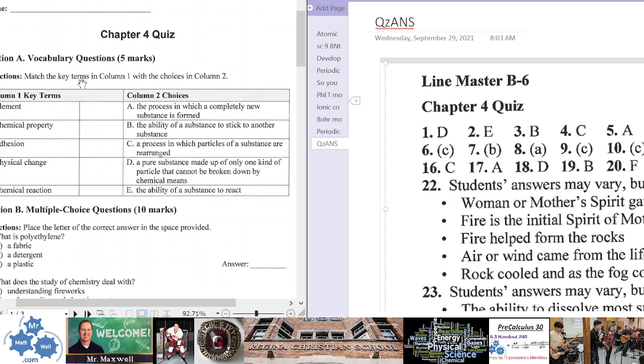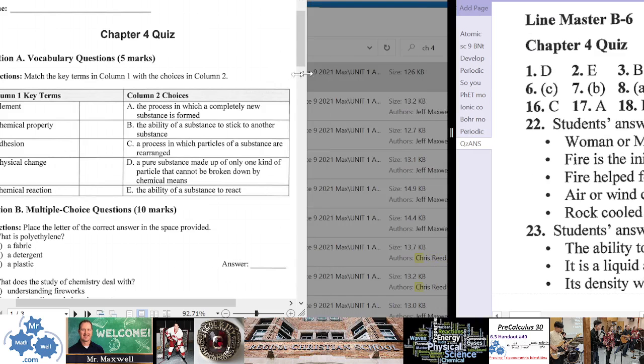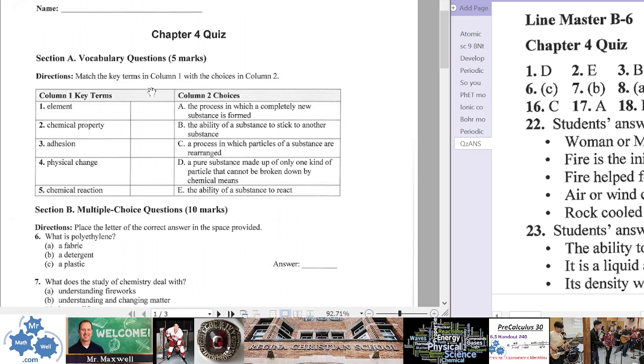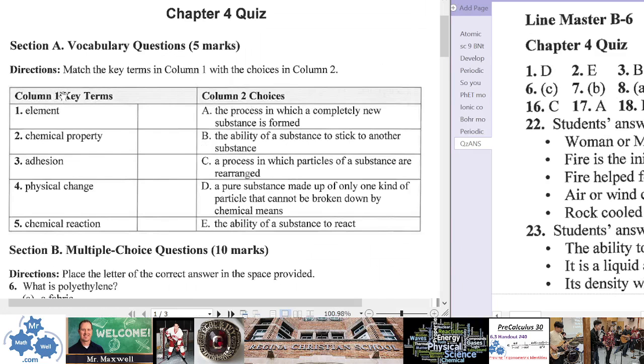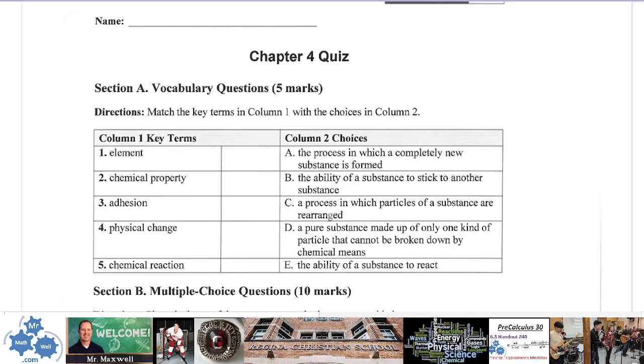It says match the key term in column 1 with the choices in column 2. What I'll do is make this one just a bit bigger. There we go. Okay, so element. What do you suppose element is? Of all of these definitions, element should be D, a pure substance made of only one kind of particle that cannot be broken down by chemical means. So number 1 is D.